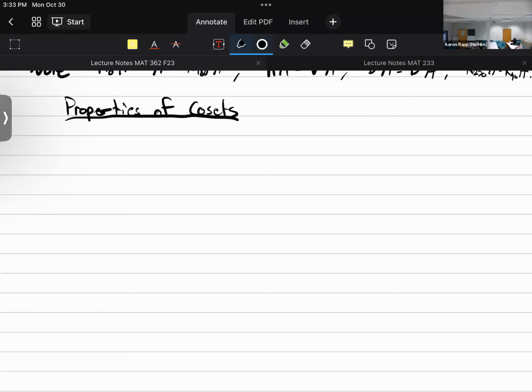So I'm going to write out a bunch of properties of cosets. My goal is to keep it all on the left-hand side, and then on the right-hand side, I'm going to write an interpretation of what these statements are actually saying. So for all these properties, we're going to let H be a subgroup of some group G. And we're going to let two elements A and B come from that group G.